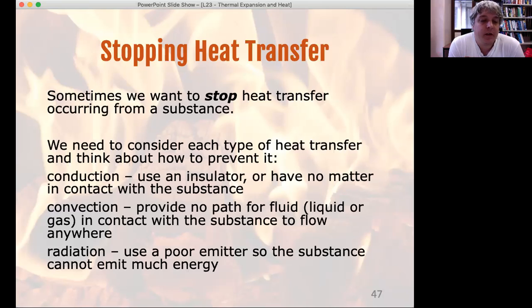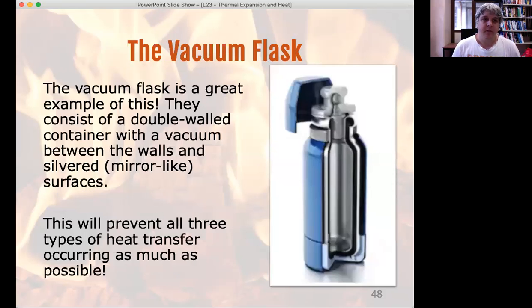For radiation, the matter itself doesn't matter because radiation is just little energy packets that fly through space. They don't need any matter. So what we would need to use is some kind of poor emitter so that the object can't emit any energy.